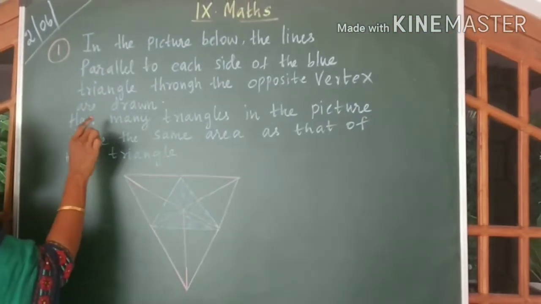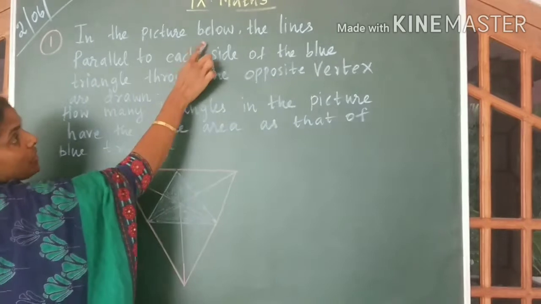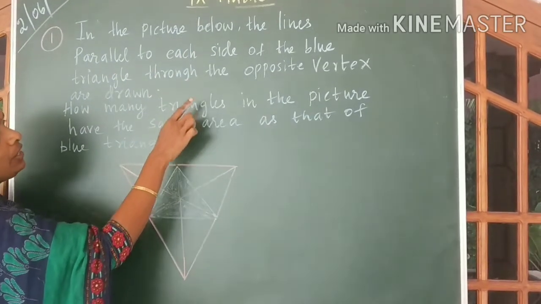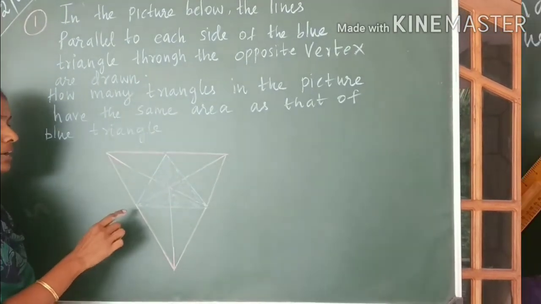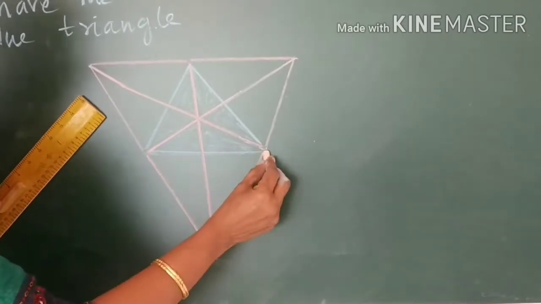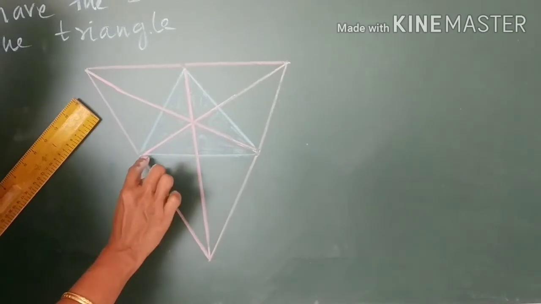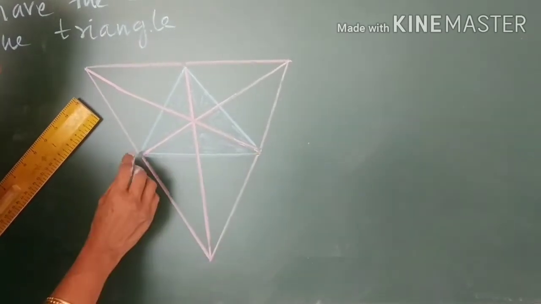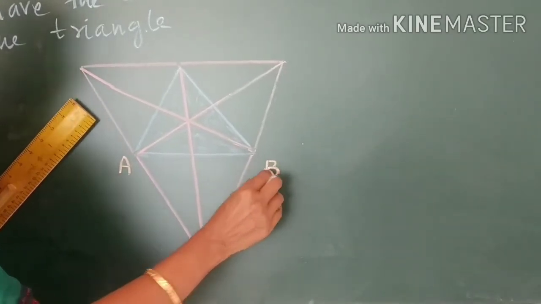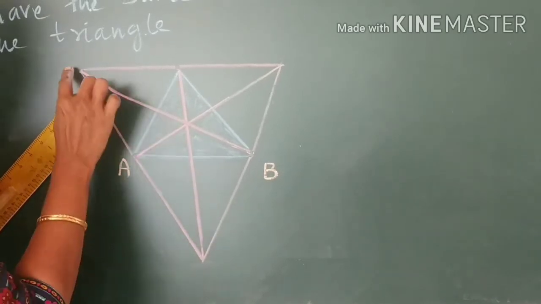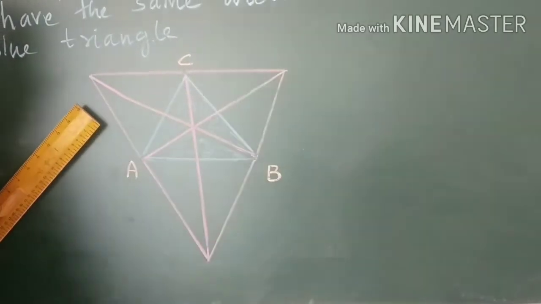Now see this question. This is an important question for exam. In the picture below, the lines parallel to each side of the blue triangle through the opposite vertex are drawn. You can see a triangle in the middle. Now lines are drawn through opposite vertex, that is opposite to this side. Let me name this side as AB for your convenience. Parallel to AB, a line is drawn through this vertex. That is through the vertex C, a line is drawn.